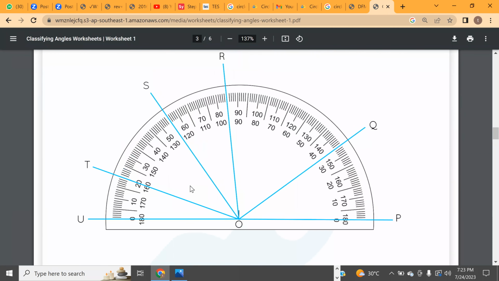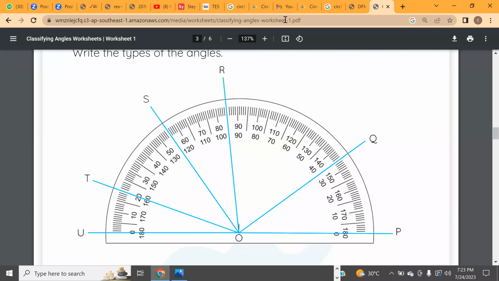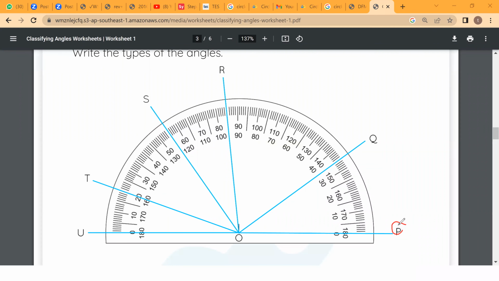You have to look at each letter. So they ask us for angle P, O, and Q. That's easy. Angle POQ, that's this. All right, I got it now. What is it? Acute. Acute angle. What is the size of this angle? How much does it measure? What's the size?